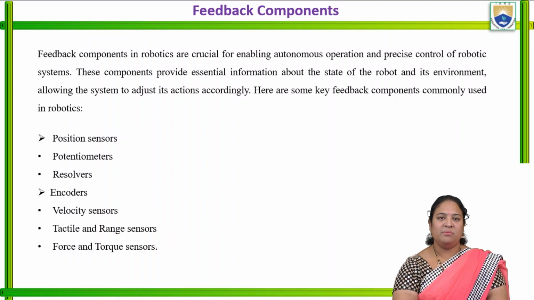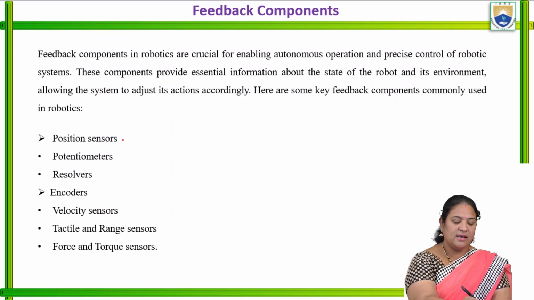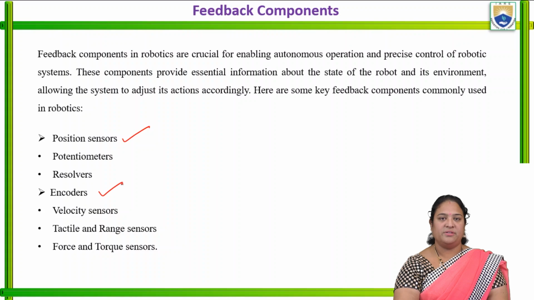So this particular feedback component, depending upon the type of the sensors, is differentiated into various component systems. These components generally are used to give information to the robot from its surroundings, or depending upon the type of the action being recorded by the robot. In order to give the information to the robot, these types of sensors are very helpful. Some of the key feedback components commonly used in robotics are position sensors and encoders.